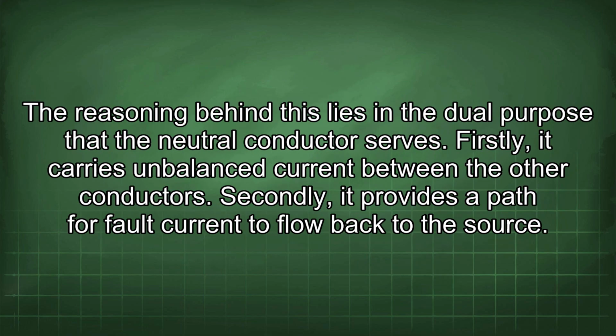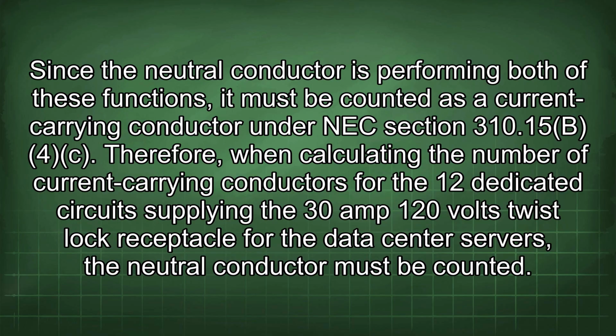The reasoning behind this lies in the dual purpose that the neutral conductor serves. Firstly, it carries unbalanced current between the other conductors. Secondly, it provides a path for fault current to flow back to the source. Since the neutral conductor is performing both of these functions, it must be counted as a current carrying conductor under NEC section 310.15(B)(4). Therefore, when calculating the number of current carrying conductors for the 12 dedicated circuits supplying the 30 amp 120 volt twist lock receptacle for the data center servers, the neutral conductor must be counted.